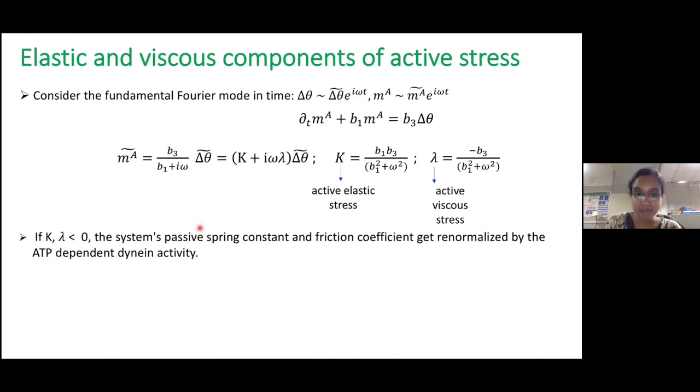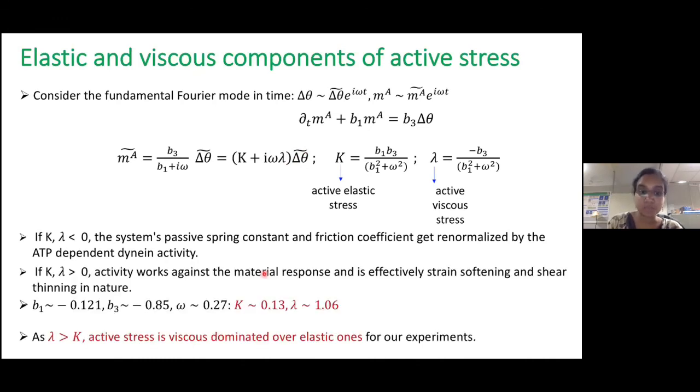If K and lambda were negative, that would mean that the system's passive spring constant and friction coefficient will be renormalized by the ATP activity. So it's as good as changing your passive elastic parameters. But if K and lambda are positive, then the activity is working against the material response and is effectively strain softening and shear thinning. In our case, K and lambda are actually positive and lambda is larger than K. So that means the active stresses are viscous dominated over the elastic ones in our experiments.